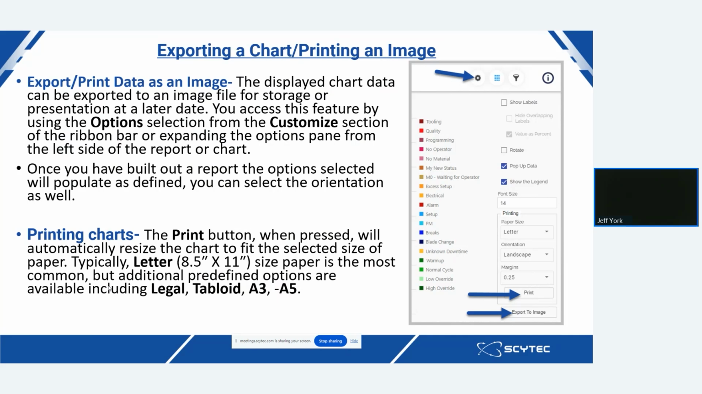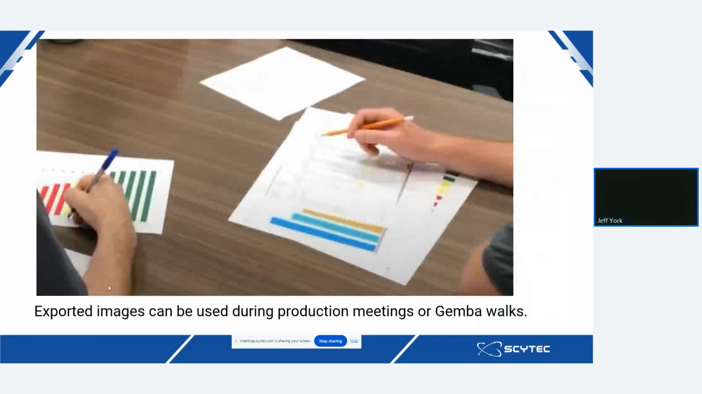Once you have built out a report and it looks the way that you want it to look with all of the data items, you can select that gear, and then at the bottom you can see both images, export to image as well as print, and you can get those in the usual sizes that you would print out a document, such as letter, legal, tabloid, A3 to A5. And we have clients that use these for their production meetings to print them out and talk about, and you can also print these out and do your Gemba walks with and discuss whatever period of time metrics you are going over for your production meeting or Gemba walk.